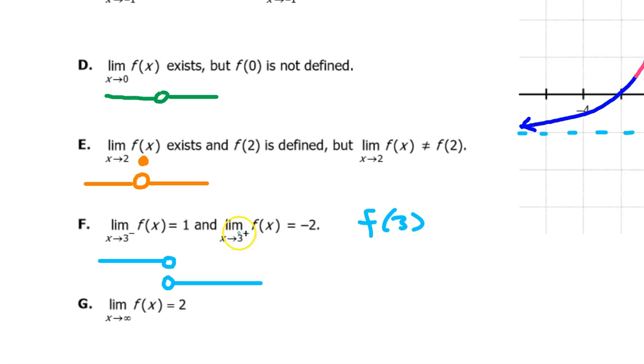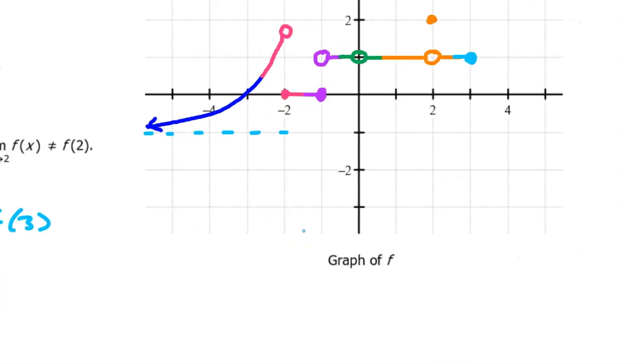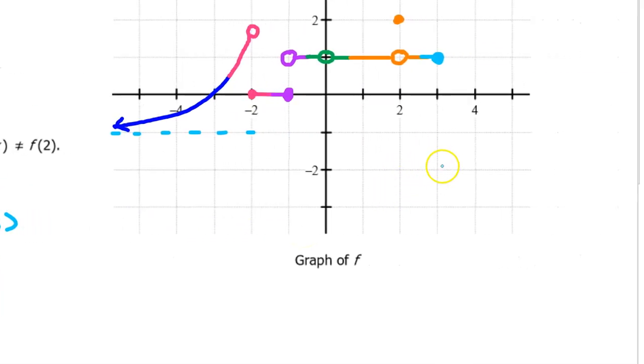Now I need to draw the part so that the limit as x approaches 3 from the right is negative 2. Okay, negative 2 is down here. These cannot both be closed circles because that would violate the vertical line test. But here we are approaching 3 from the right at a limit of negative 2.